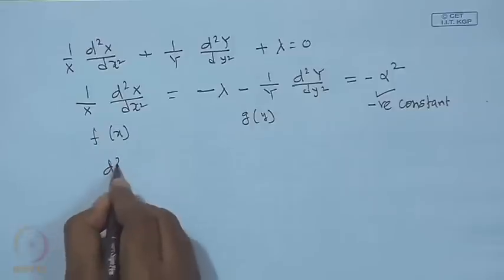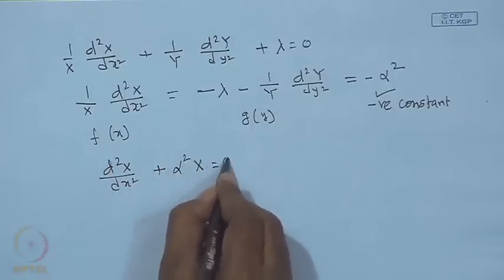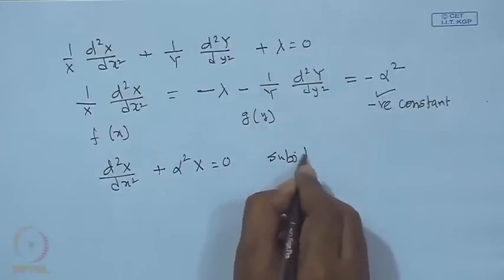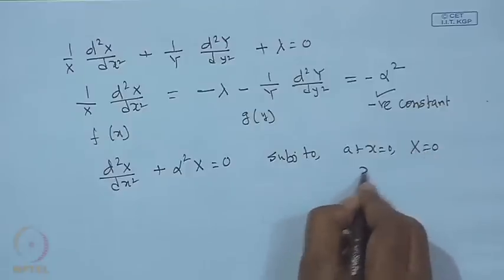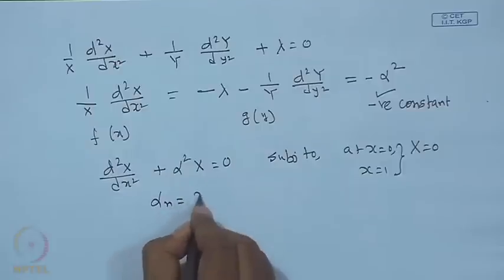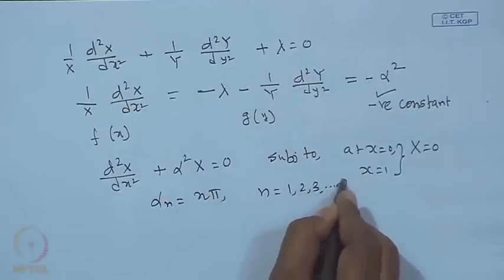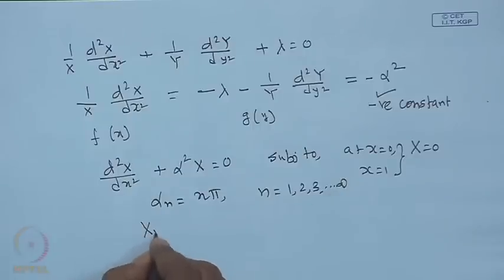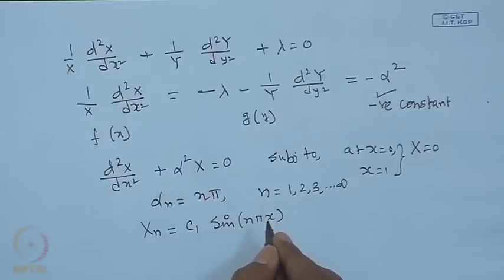So, we will be having d square X dx square plus alpha square capital X is equal to 0, subject to at x is equal to 0, capital X is equal to 0, at x is equal to 1, capital X is equal to 0. So, we know the solution to this problem. The eigenvalues of these problems are n pi, where the index n runs from 1, 2, 3 up to infinity, and eigenfunctions are sine functions C 1 sin n pi x.